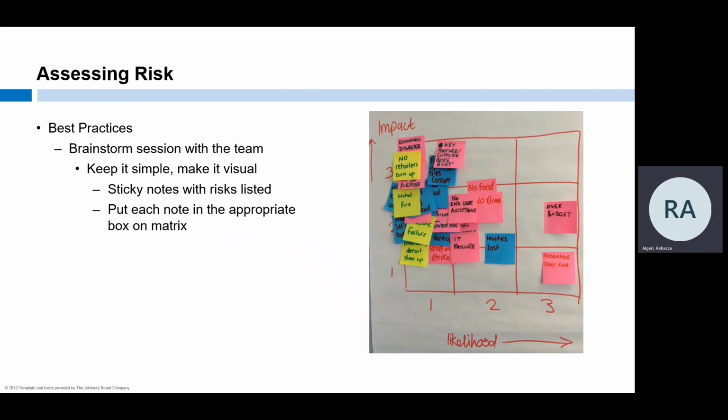When brainstorming about risks with the team, keep it simple and make it visual. You could even add a tactile element by going with this sticky note method of filling out the risk matrix.